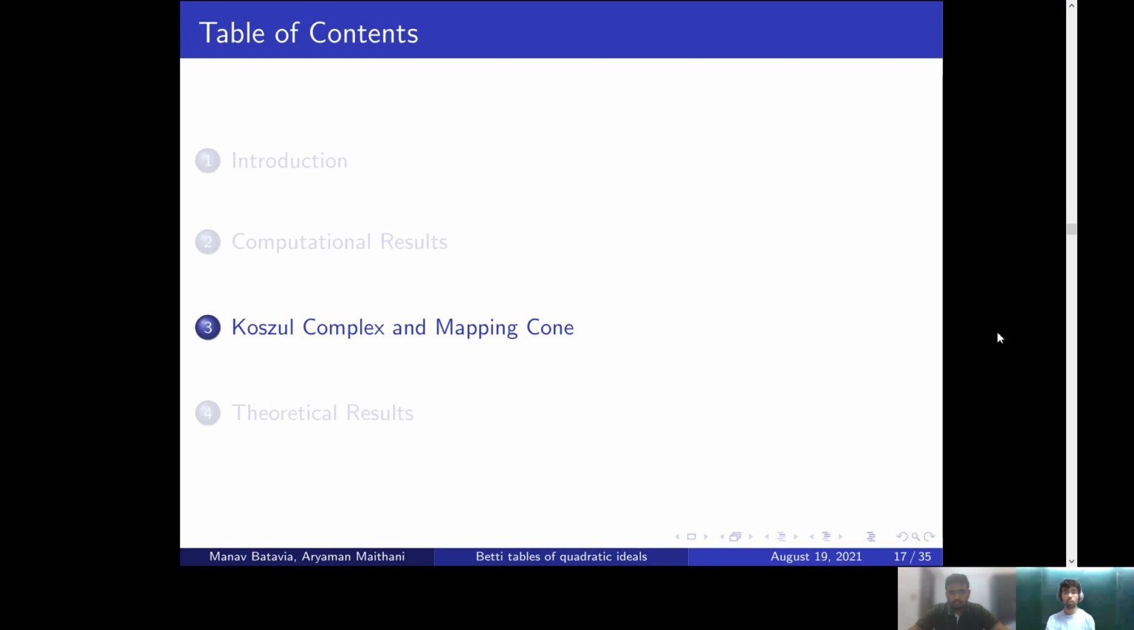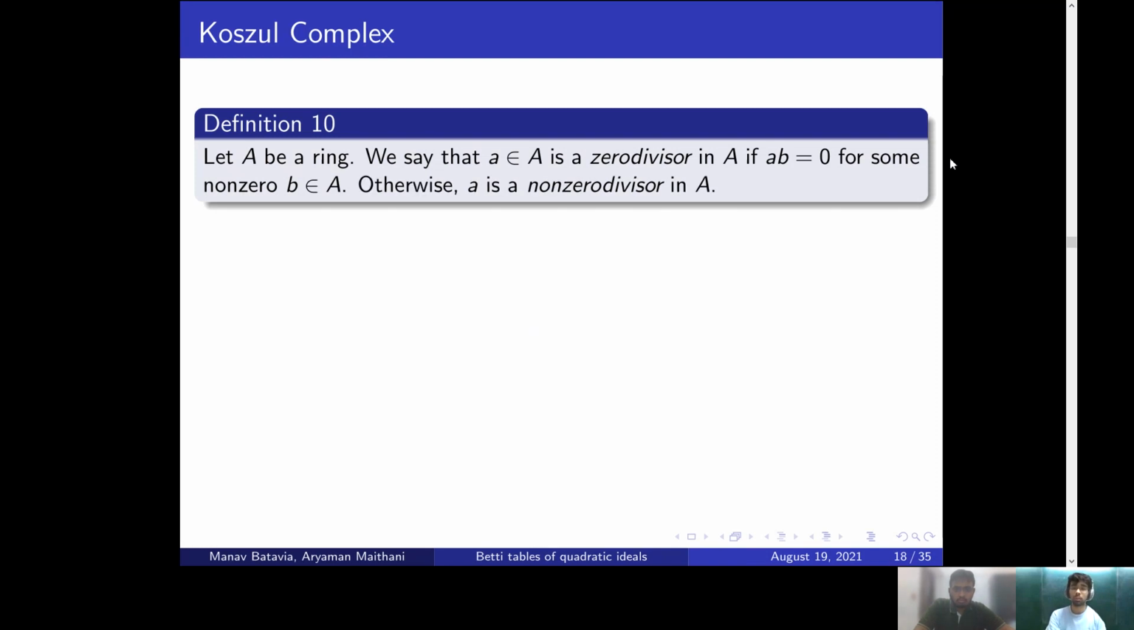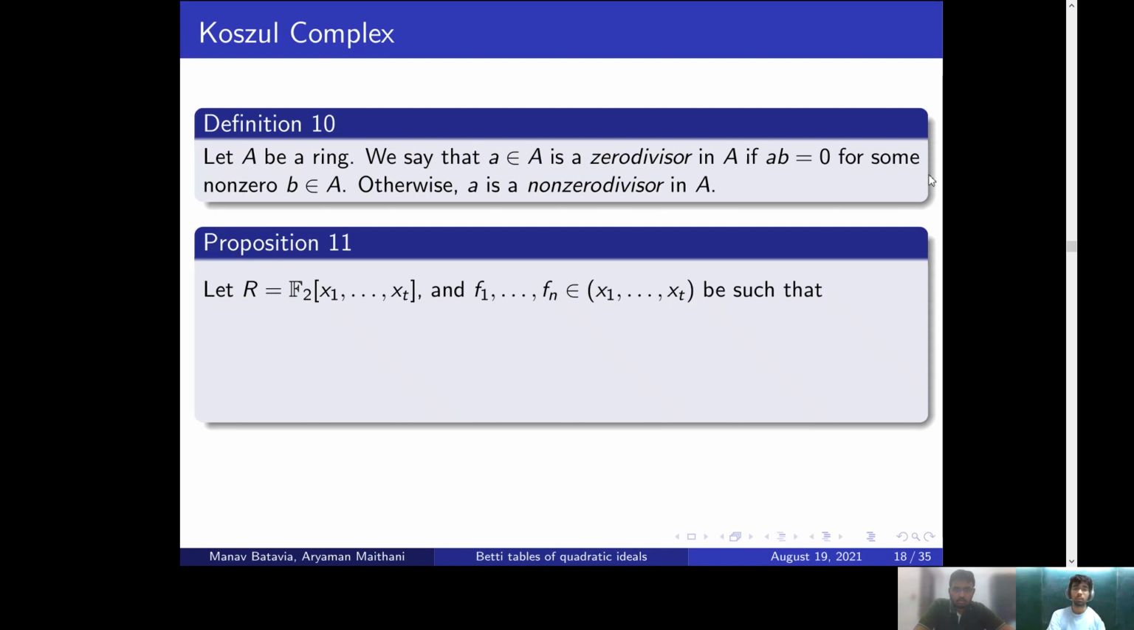Now, before going on to the theoretical results, we see two key results which helped us. The first is the Koszul complex. Before that, we just recall what a zero divisor is. Given a ring A, an element of A is said to be a zero divisor if it multiplies with a non-zero element to give you 0, and it is said to be a non-zero divisor otherwise.